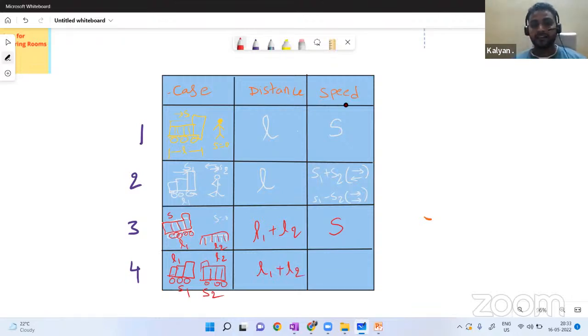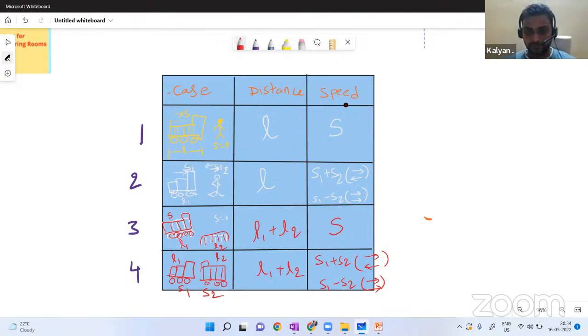But speed, it depends. It can be S1 plus S2 or it can be S1 minus S2. It depends on their direction. S1 plus S2 when they are moving in the opposite direction as shown in the photo. But S1 minus S2 when they are moving in the same direction. So this is very, very important. And if you can understand this entire diagram, solving questions will be very simple.